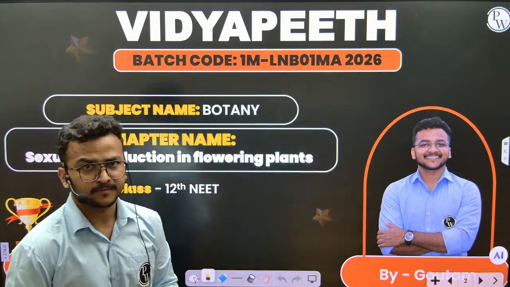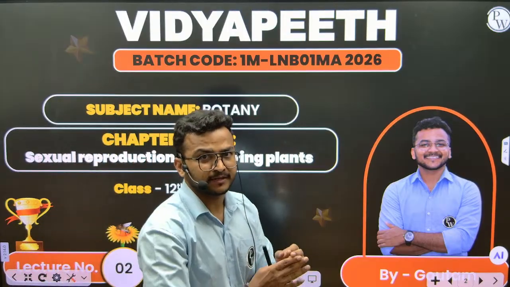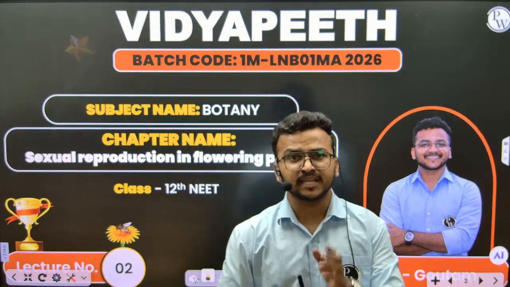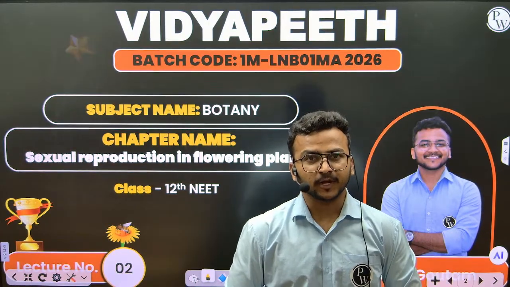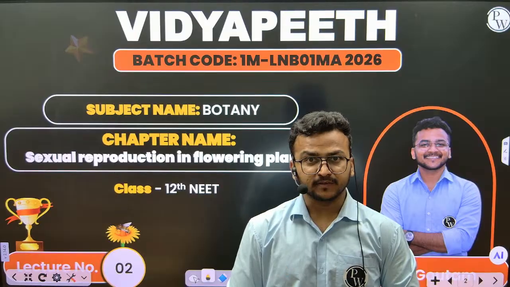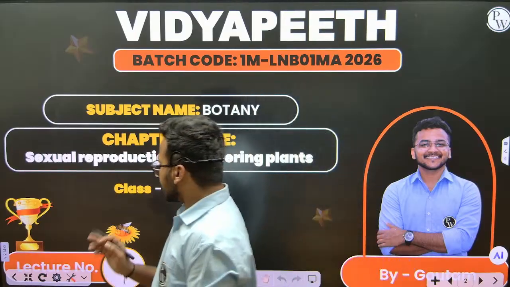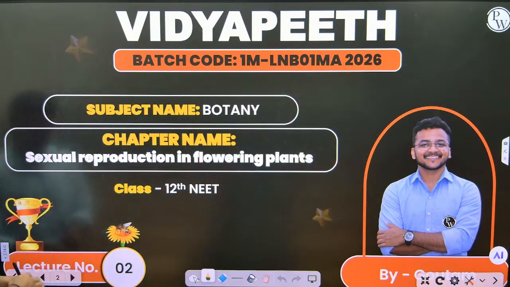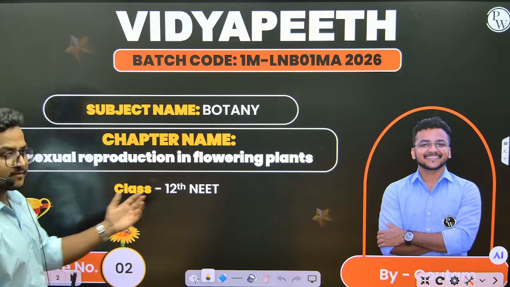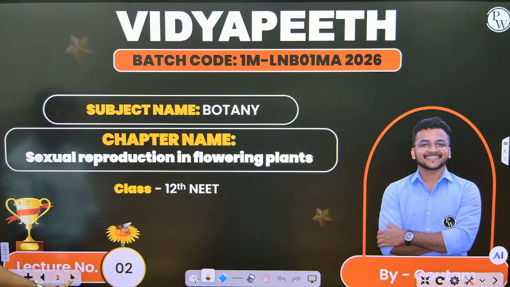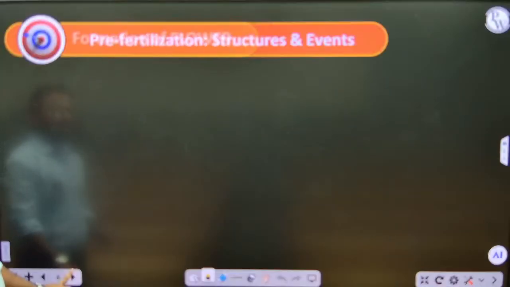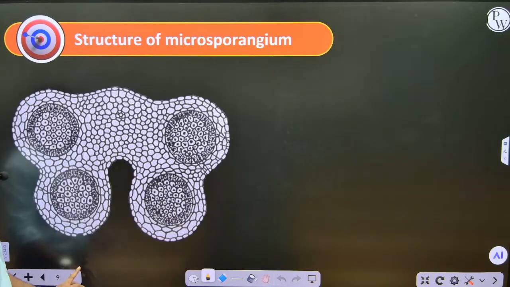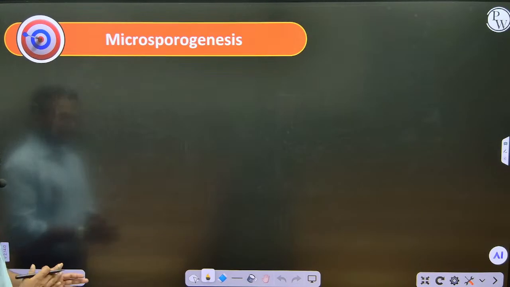We have discussed what the TS of the stamen, or TS of the anther, or TS of the microsporangium looks like and what it is composed of, in the last session. So as we know, we are discussing the chapter sexual reproduction in flowering plants, and these are the analysis of the last year paper. So we completed this stamen structure also. We completed this TS of sporangium.